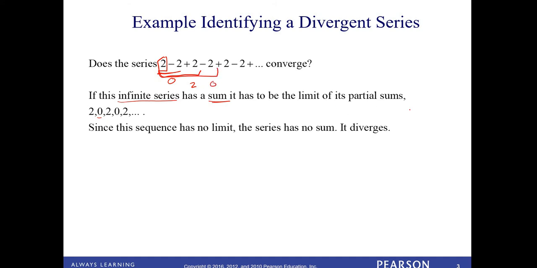So my listing of my partial sums is 2, 0, 2, 0, 2. This has no limit. Therefore, the sum of the series diverges. So when we take the first term, we add the second to it, then we add the third, then we add the fourth, if this sum does not converge, then the series also diverges.